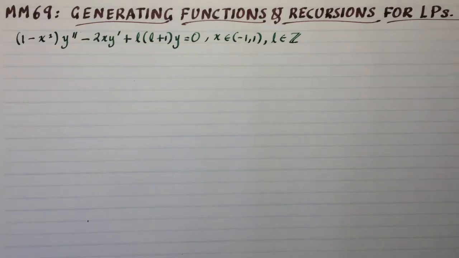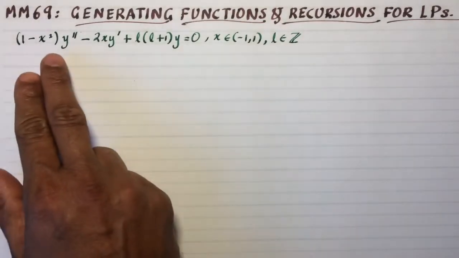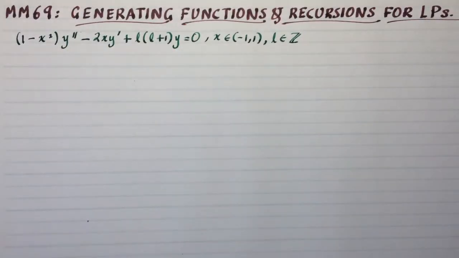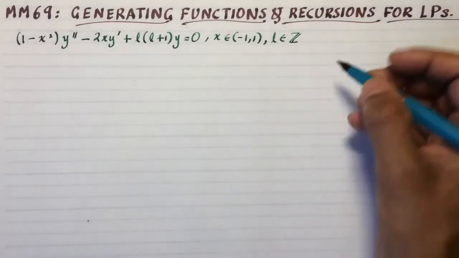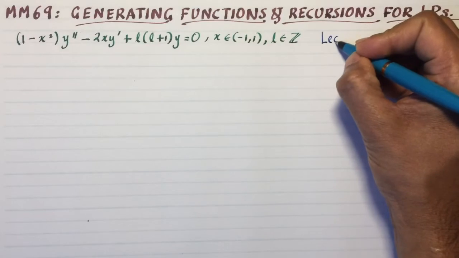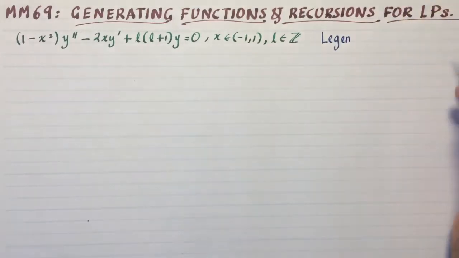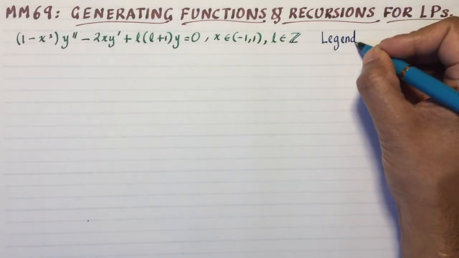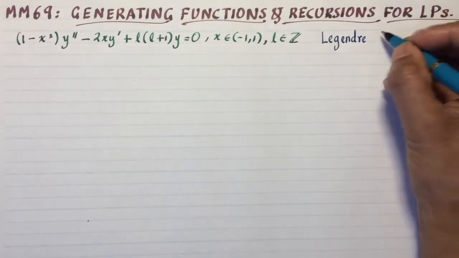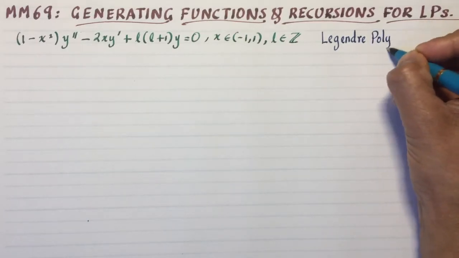In the previous video, we saw that the solutions to the Legendre ordinary differential equations are the Legendre polynomials. Now in this video, we'll actually describe better ways of giving the polynomial to any degree. So LPs are my abbreviation from here on for the so-called Legendre polynomials.